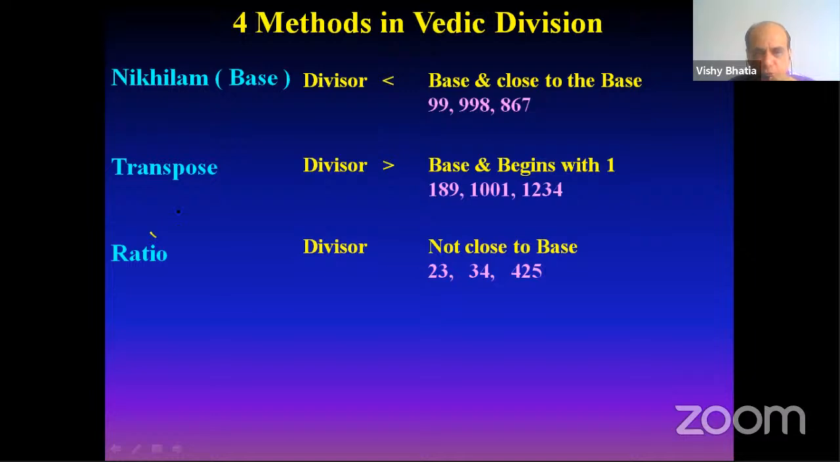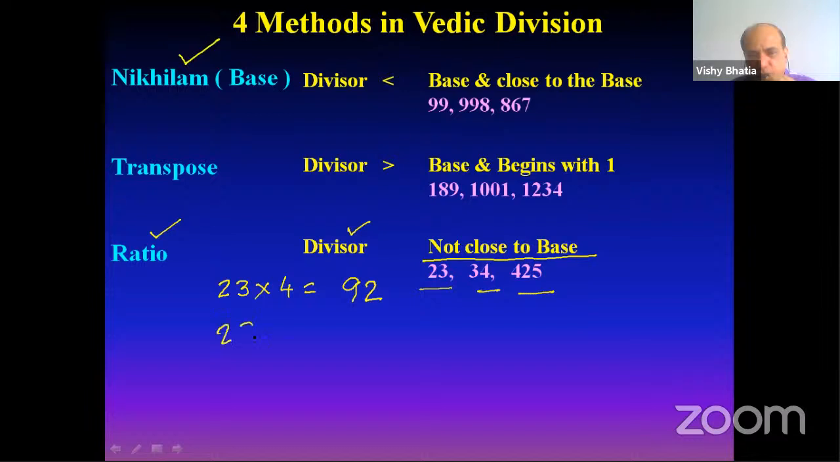When do we use the ratio method? It's also called the Anurupena method. When the divisor is not close to any base. 23, 34, 425. I can take 23 and multiply it by 4 to bring it closer to a base of 100. I get 92. And then I will use this method.